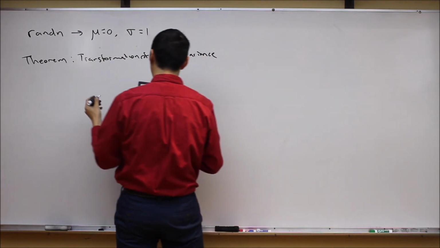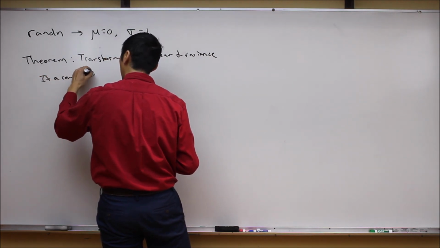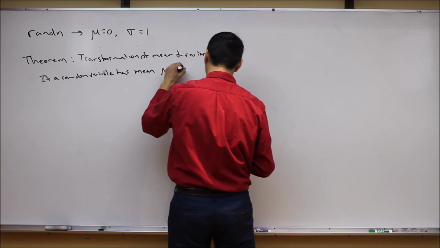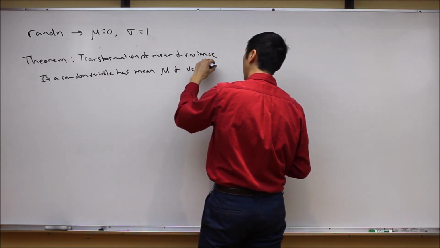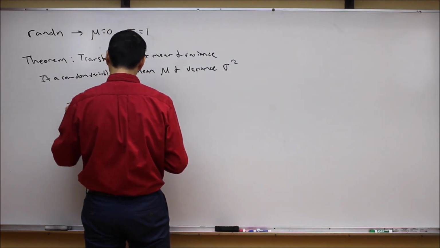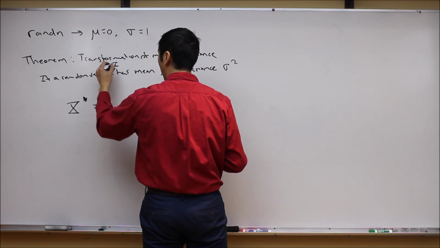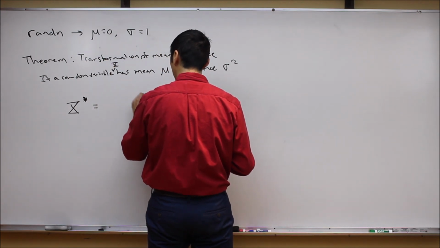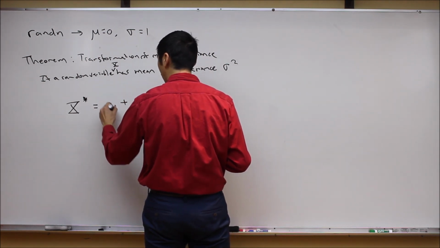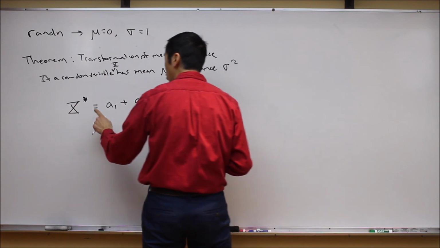In other words, it basically said that if a random variable has mean mu and variance sigma squared, let's call this random variable capital X here. If I take capital X and multiply it by some scalar a2 and then add a constant a1, this is going to transform the mean and the standard deviation of X to a new mean and standard deviation.